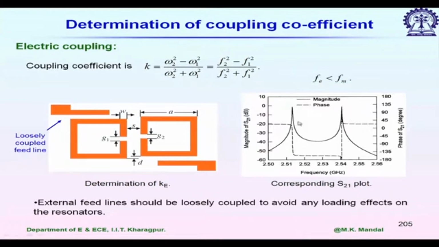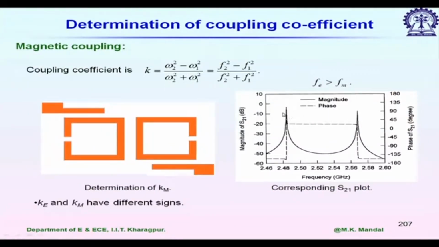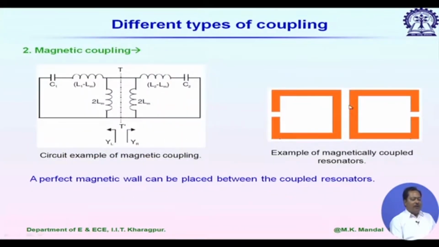If at the lower frequency the coupling is due to the electric field, we call it electric coupling, and if at the lower frequency it is due to the magnetic field, then we simply call it magnetic coupling. So, for the open loop resonator, you see, if we just change the orientation of the open loop resonator, then it becomes magnetic coupling.